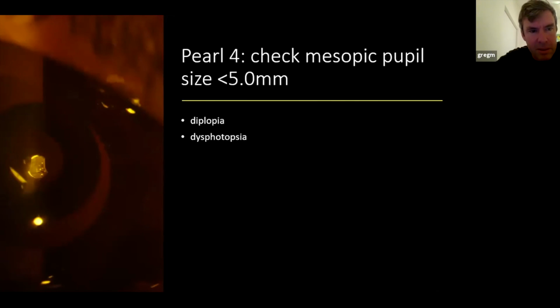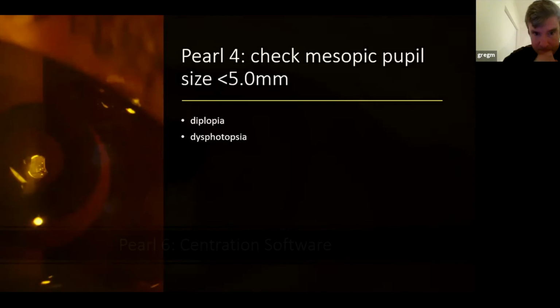We have one patient who complains after receiving the IC8 that they get diplopia in low lighting conditions and some interesting dysphotopsia. We presume he's getting a sort of polychromatic effect from the crescent of light around the edge of that implant. And now we screen all patients preoperatively for a mesopic pupil size, and we're exercising caution if it's above 5 millimeters.